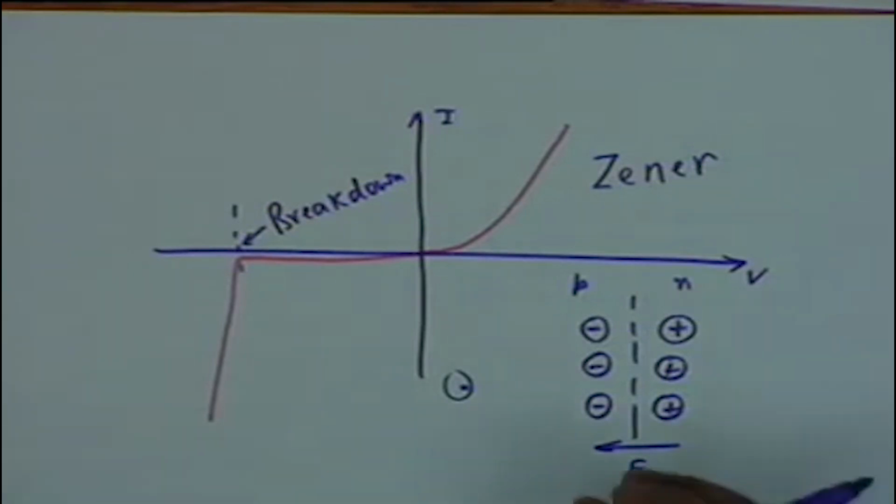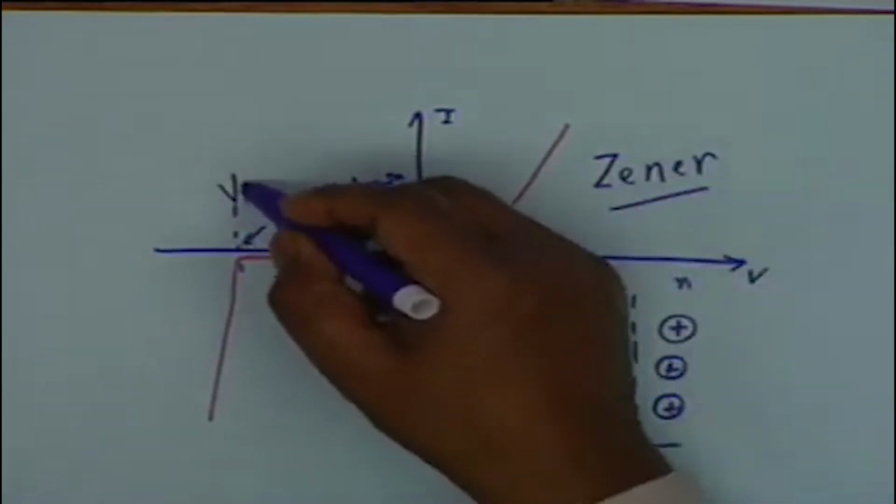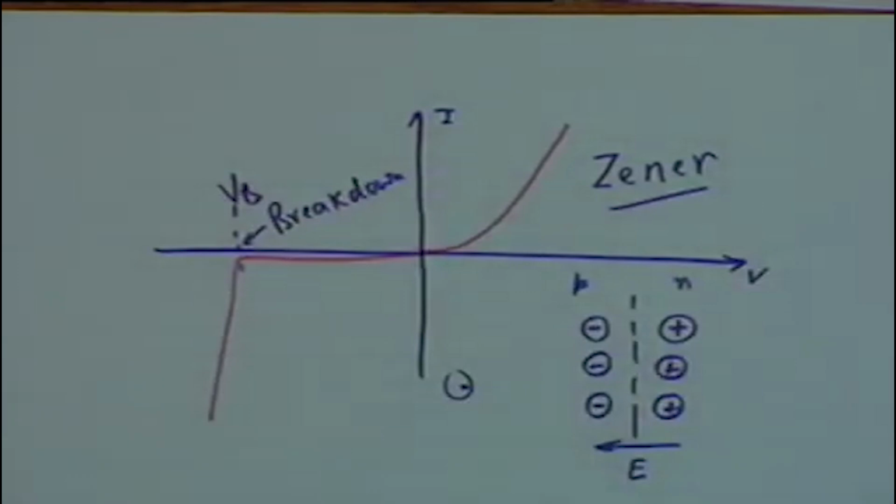In other words, the number of impurity atoms on both sides are relatively large. In a heavily doped junction, Zener breakdown occurs. And the Zener breakdown voltage V sub B, the reverse voltage at which the Zener breakdown occurs, can be very precisely controlled by controlling doping. That is, the larger the doping is, the smaller is the Zener voltage.